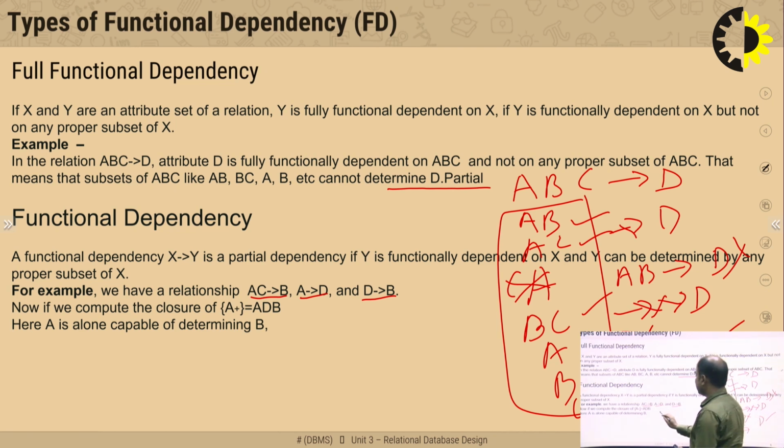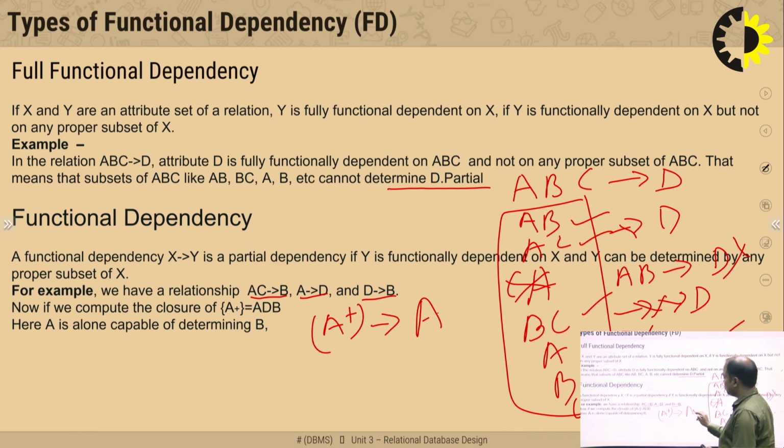Closure means that if we find the closure of anything, first of all we write A as the closure of A. Then what can we find from A? We can find D, and from D we can find B. This is what functionally dependent means, that's why we can find these. So the closure of A is {A, D, B}, hence A alone is capable of determining B.